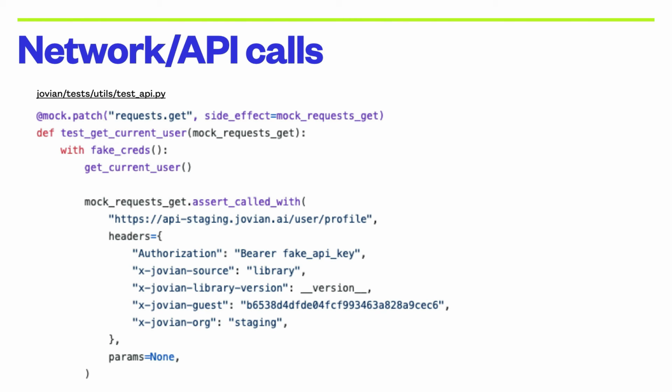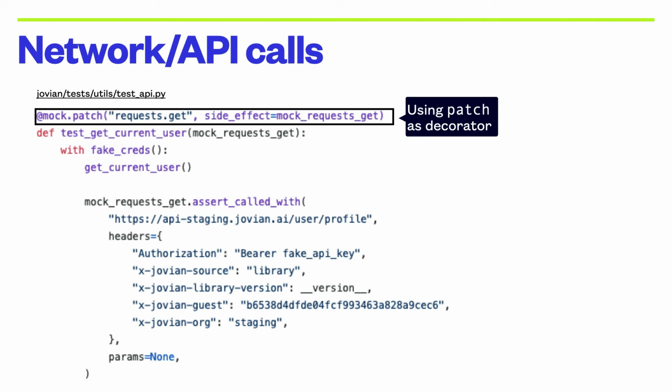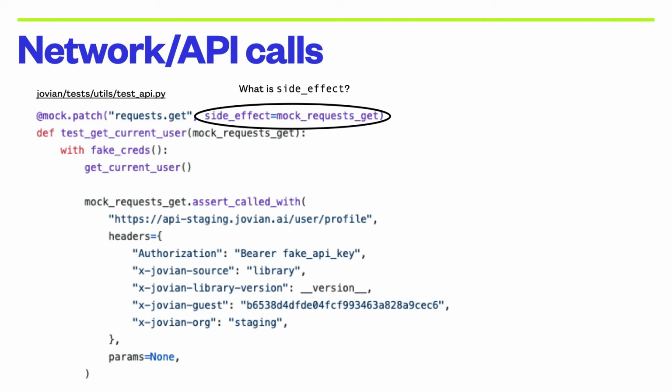I'll talk about side effect now. So what is side effect? Side effect is what should happen when I call requests.get, and I can give it a function which will dictate what happens. When I pass in the parameters to get, it will simply pass them over to the mock requests.get. It will say, okay, you take these parameters or arguments, and then you give me what I should output. So that's what happens.